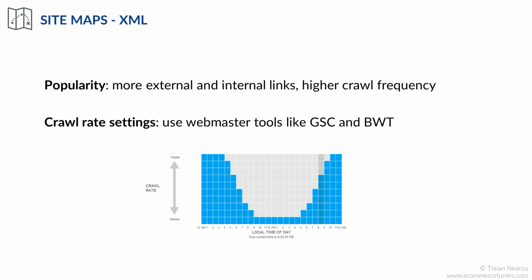Crawl rate settings. You can alter the crawl rate of Googlebot using your Google Search Console account. However, changing the rate is not advisable unless the crawler slows down your web server. With Bing's crawl control feature, you can even set up day parting.